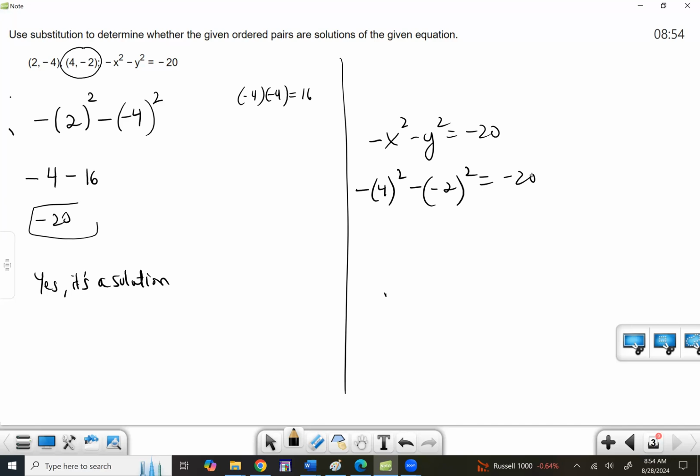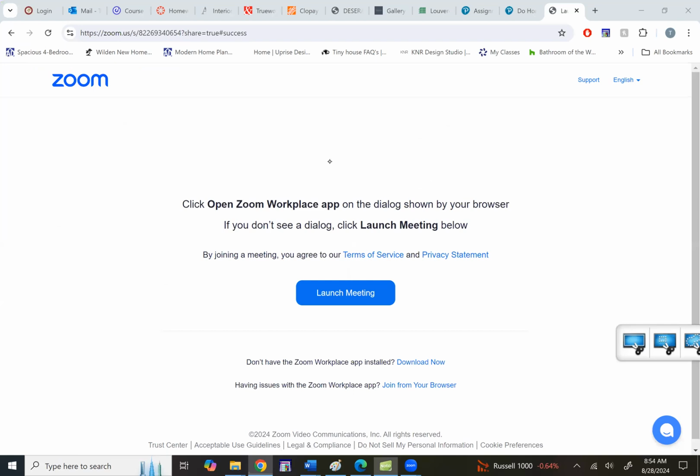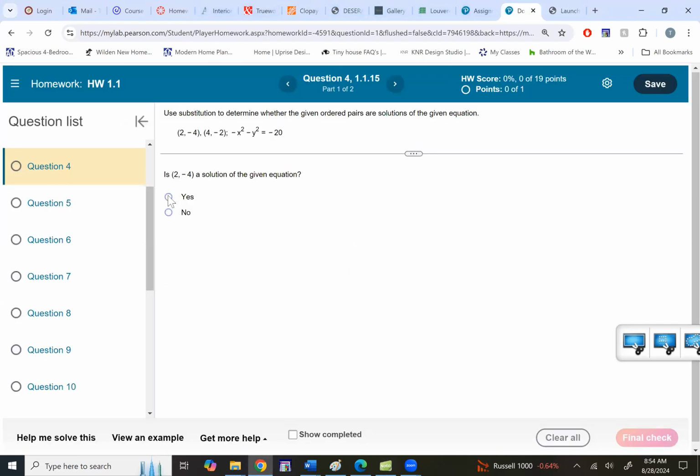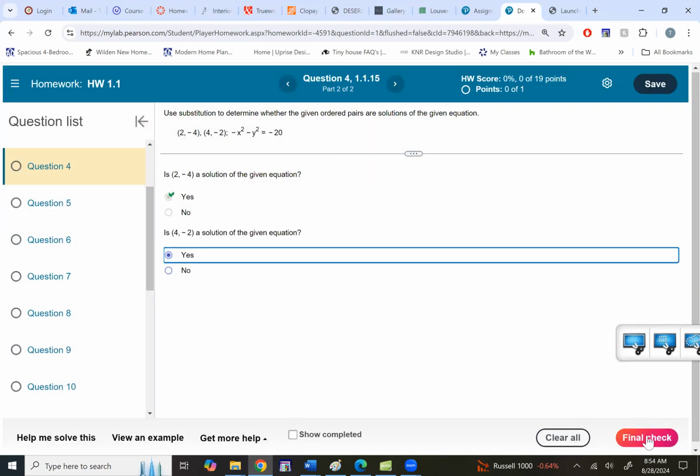All right, so remember that this means only the 4 is getting squared. So we have to do 4 times 4, which is 16. On this piece right here, it's -2 times -2. So -2 times -2 will be a positive 4 because a negative times a negative equals a positive. All right, and so we want to know, does this equal -20? And indeed, it does. So it looks like both of these are going to be yeses. So let's go back to our problem right here. We're going to say yes for this one, and we're going to say yes for this one also.